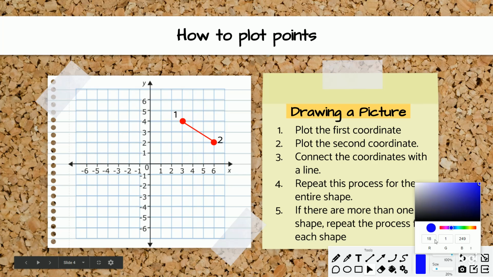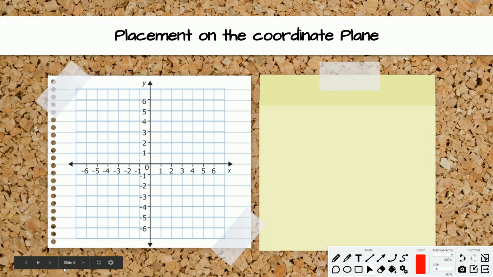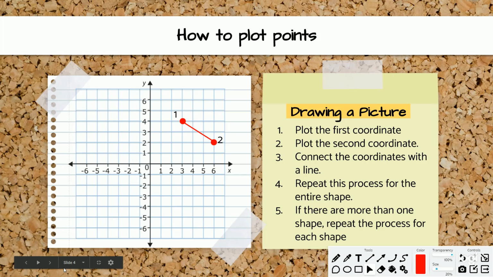If I was to have other points on here, let's say I had a point over here, I would plot that point and then connect it with a line, and then I can go back to the beginning. And this shape would have been a triangle.